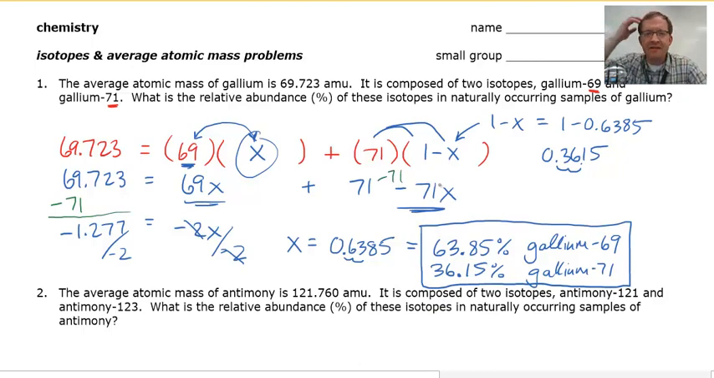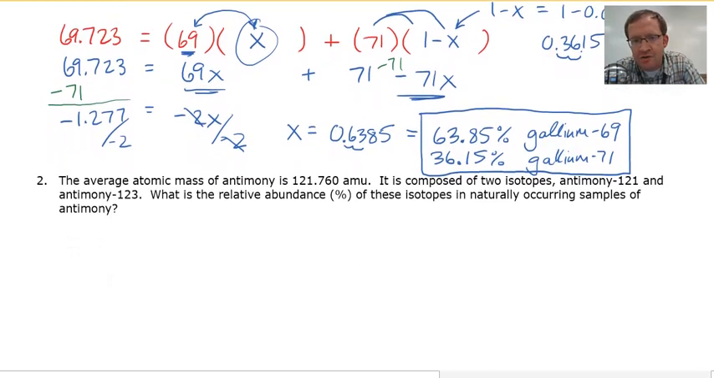And think about it, the average is a little bit closer to 69 than it is to 71 here. Our original average, way up at the beginning of the problem, was 69.723. A little bit closer to 69 than to 71. So in the end, we should have more gallium-69s than we do gallium-71s. And sure enough, we do, 63 to 36%. And so it kind of works out. It should have some logical sense to it too.